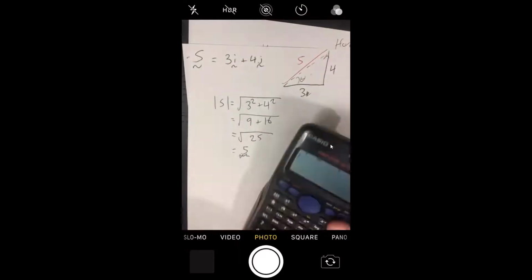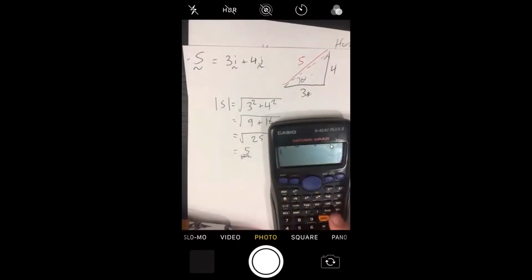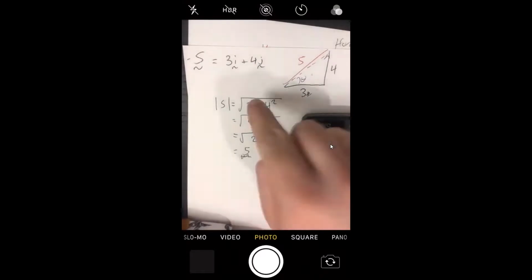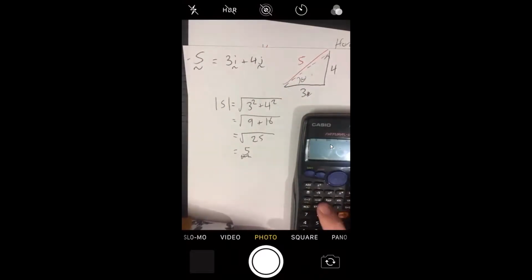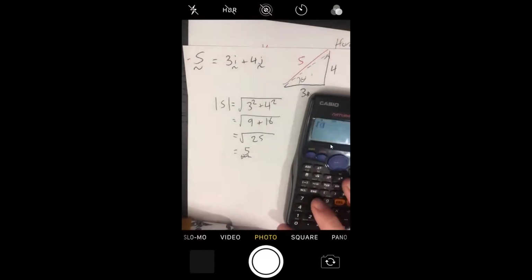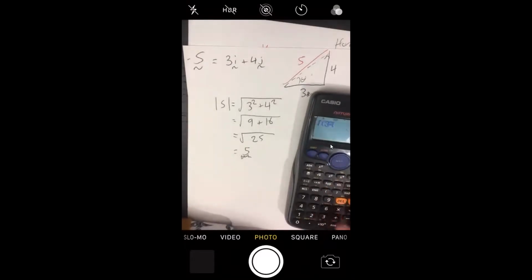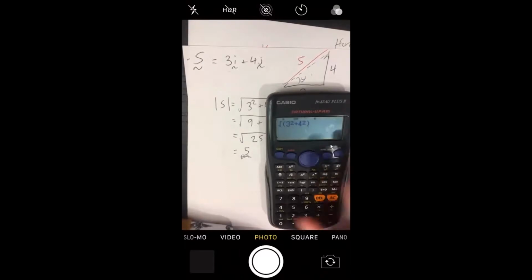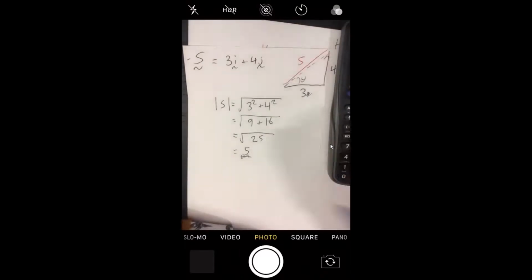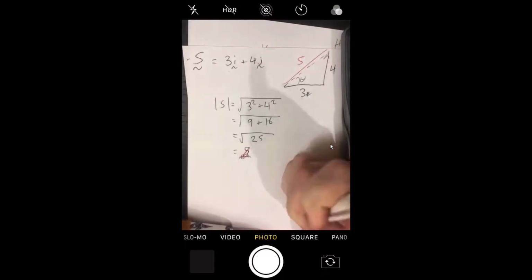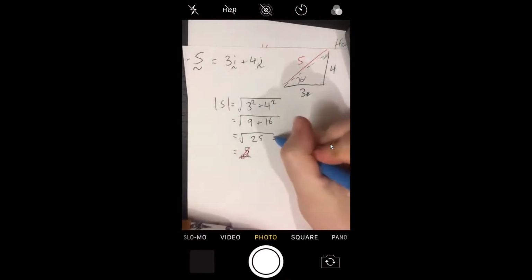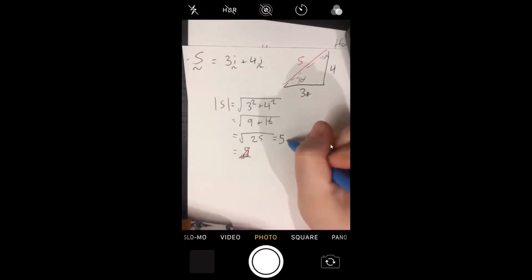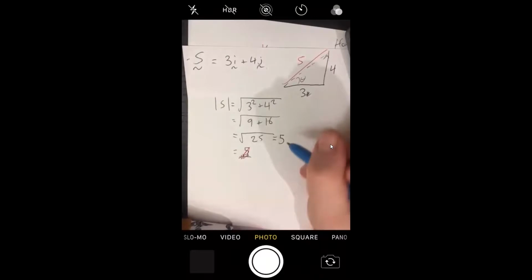And if you wanted to put this straight in your calculator, you could just go, I don't know what 3 squared is, so you would just type square root of 3 squared plus 4 squared, and you get 5. Perfect. Done. Easy. Okay, so there is our size, but we also need a direction.